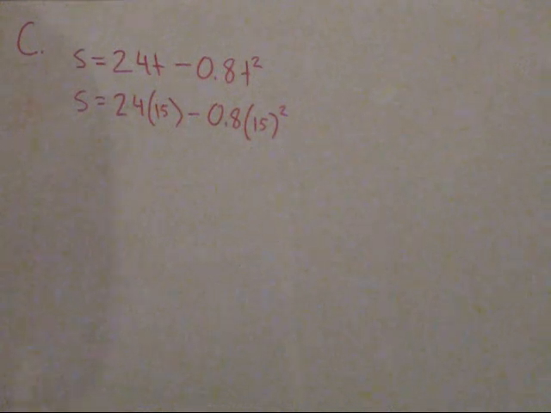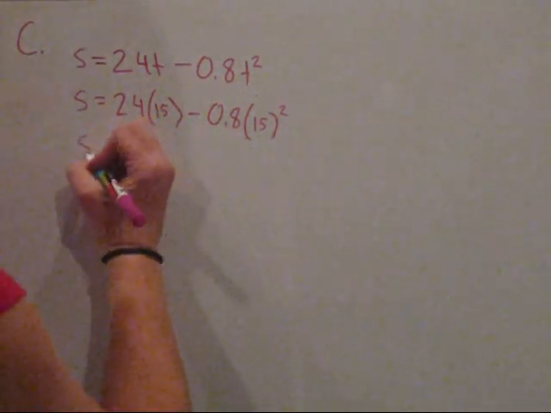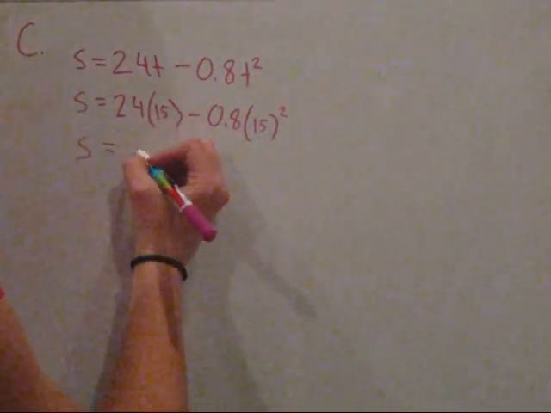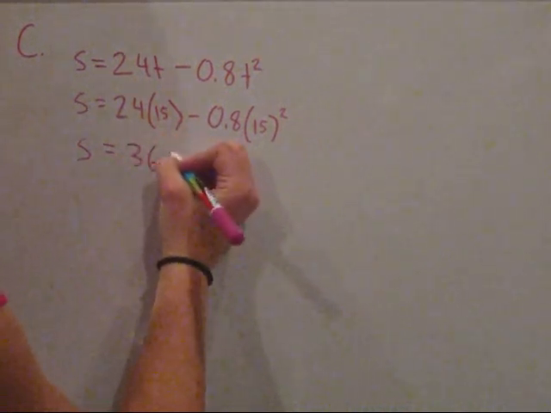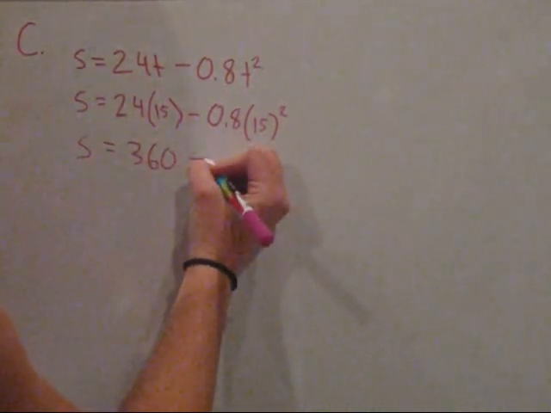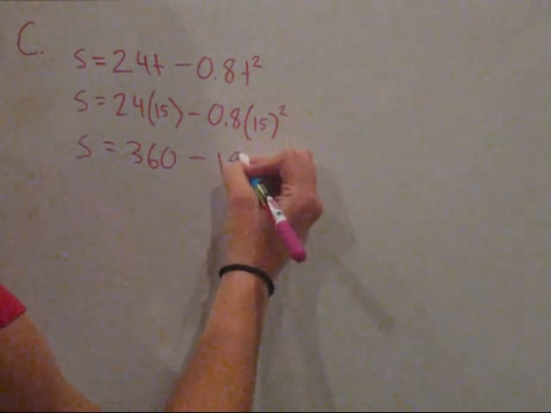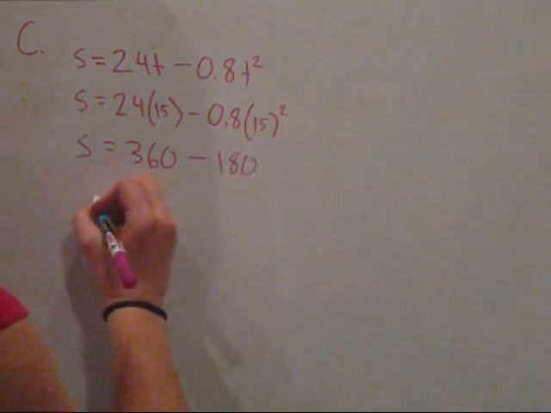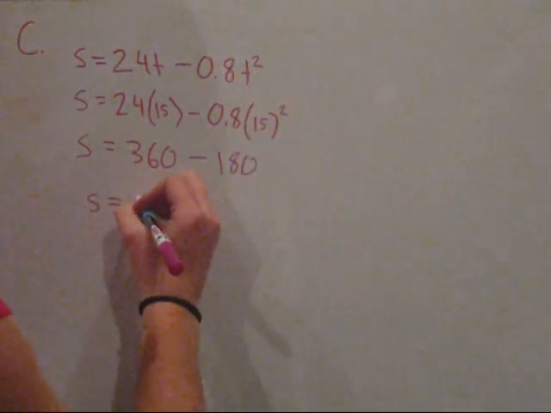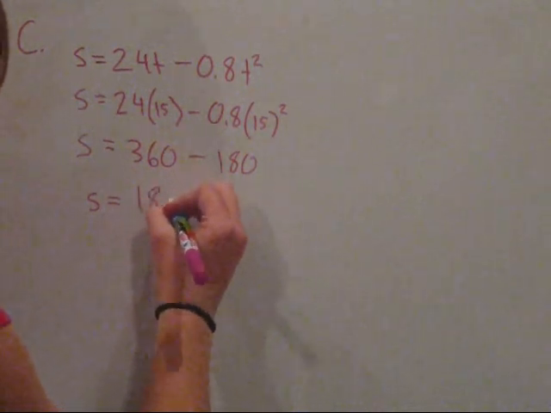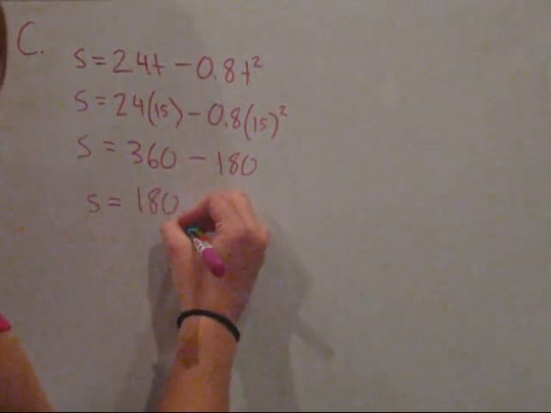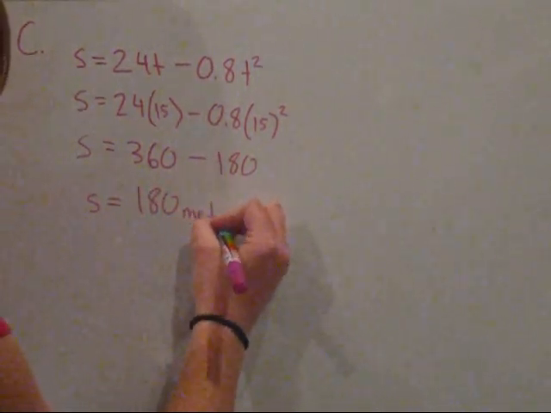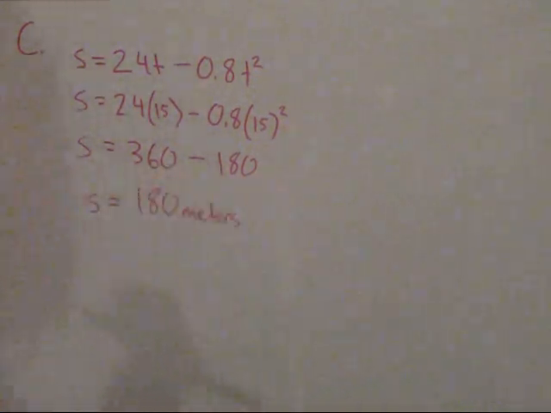This gives us s equals 360 minus 180. And if you finish solving that, s equals 180 meters, which is how high the rock went at its maximum point.